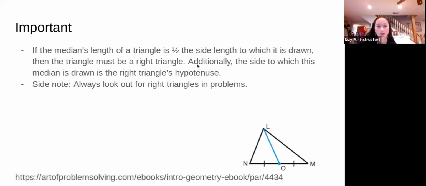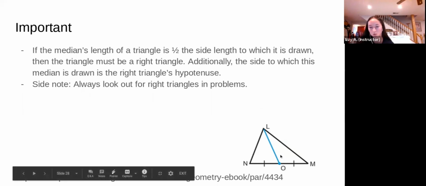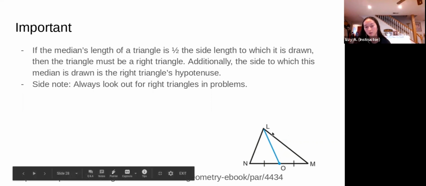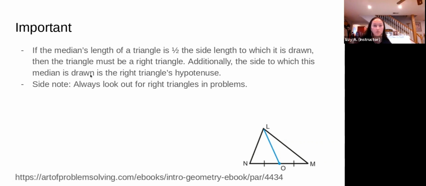And additionally, the side to which this median is drawn is the right triangle's hypotenuse. So if we were to say that MLN is a right triangle, even though it's not, but let's just assume that. That means that the side that the median is drawn to would be the longest side of the triangle, or the hypotenuse.